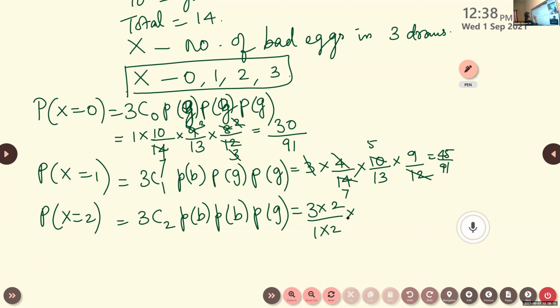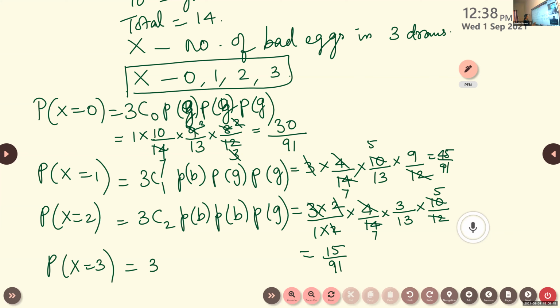P of B. What is the probability of getting the first bad egg? 4 by 14. Second bad egg means it is 3 by 13. And 1 good egg, 10 by 12. So 1, 2 will get cancelled. Here again, if you cancel, 12 will get cancelled. This is 5, this is 7. So we'll get 15 by 91.